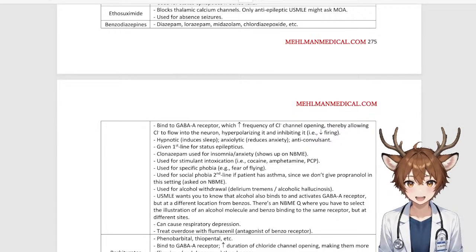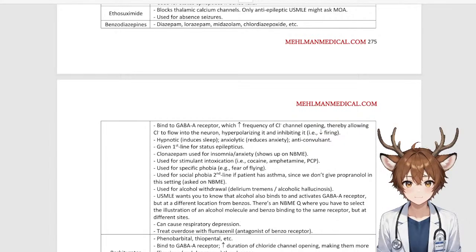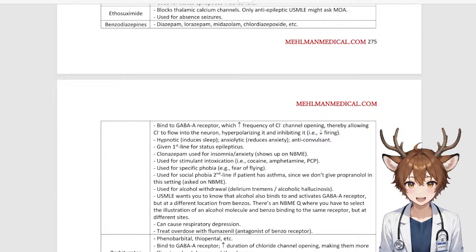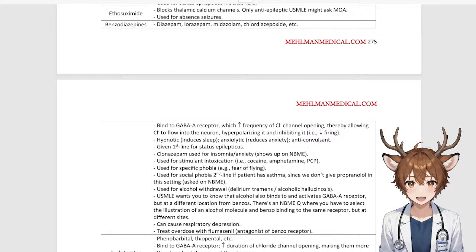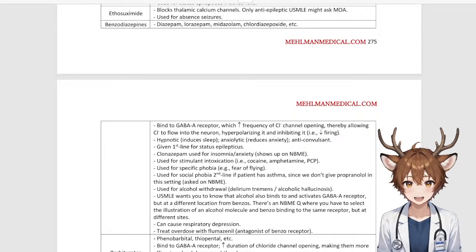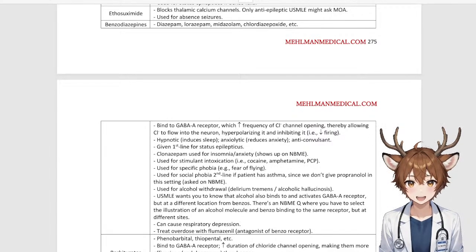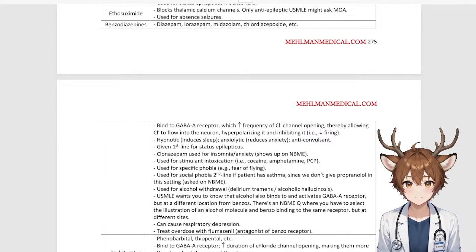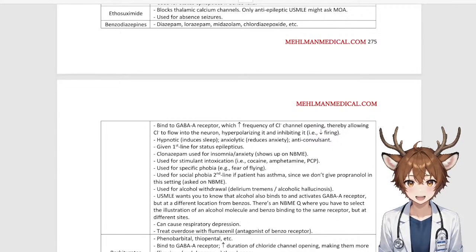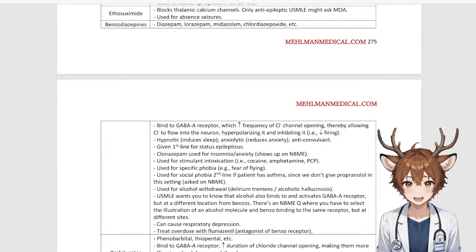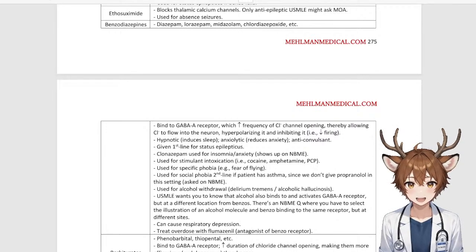Clonazepam, which is a benzodiazepine. Clonazepam used for insomnia/anxiety shows up on NBME. Used for stimulant intoxication like cocaine, amphetamine, PCP. So it can help manage that if you have that toxicity. Used for specific phobia, for example, fear of flying. Used for social phobia, second line if the patient has asthma, since we don't want to give propranolol in this setting, as on NBME. Okay, good to know.